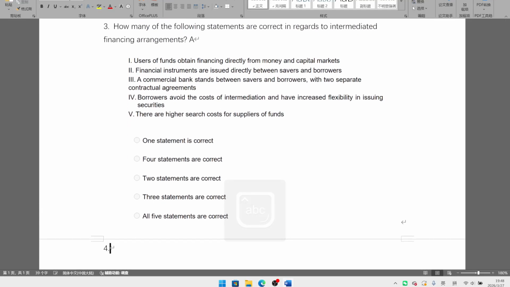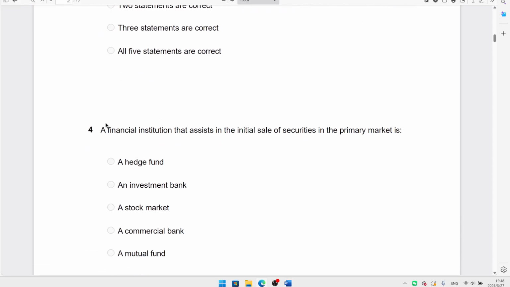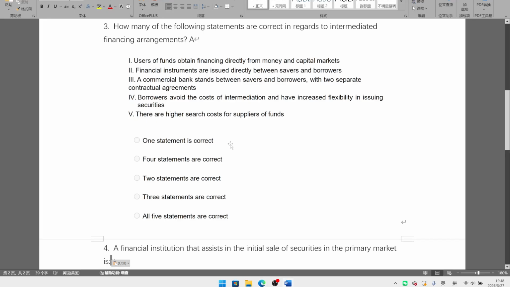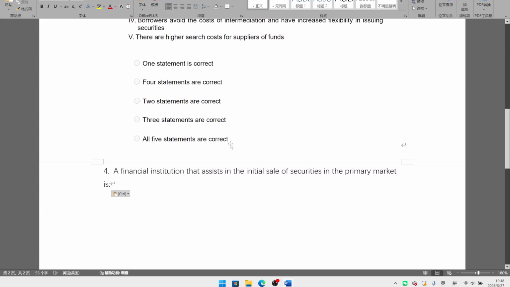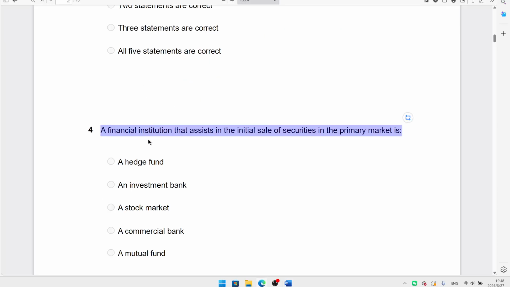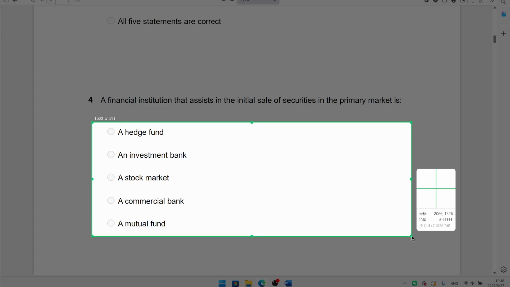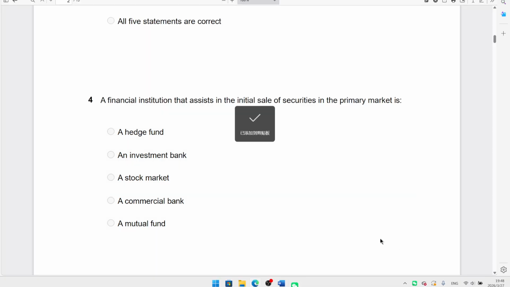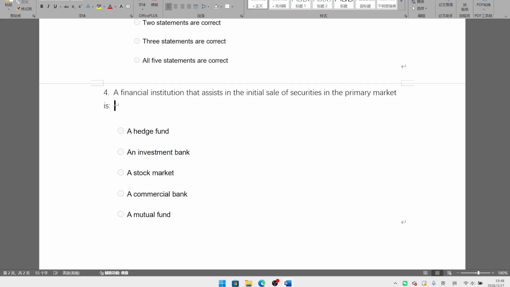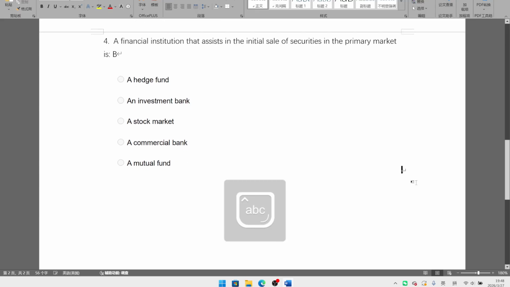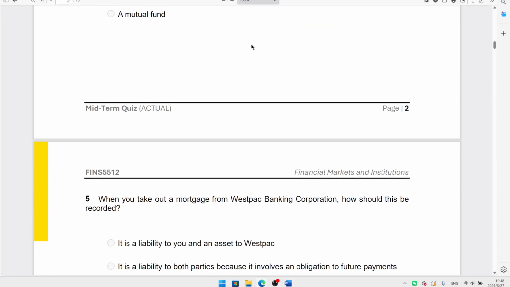So the fourth one is a financial institution that assists in its primary issuance, that assists in the initial sale of assets. Sorry for that. So it's the investment bank. Yes, either one. So it will be the investment bank.